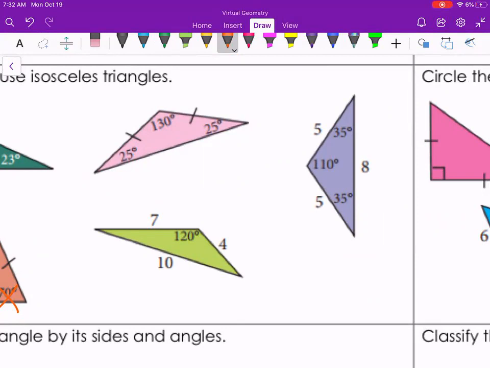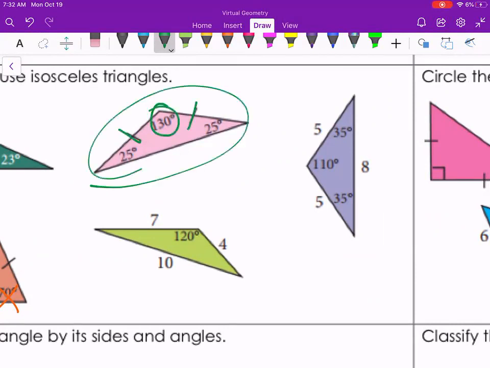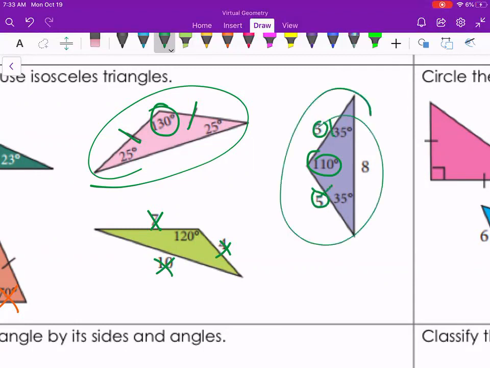So now we need to focus on the isosceles part, which means two sides that are the same length. So we've got 130 and two congruent sides there because of the markings. That one can work. One right below it though, the 7 and 4, not the same length. And none of them match up with the 10, so we're looking for two sides the same. That one's out. Now we've got 110 for our last one and two 5s. That is another way to say they are the same length. There's our two triangles.